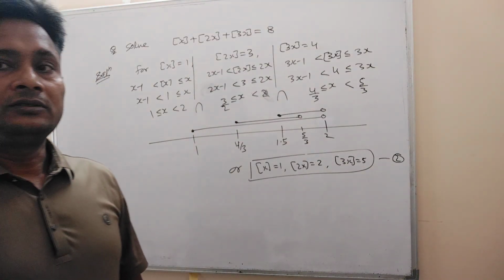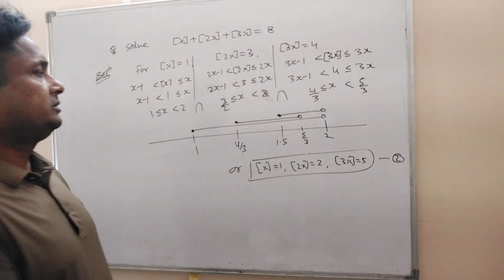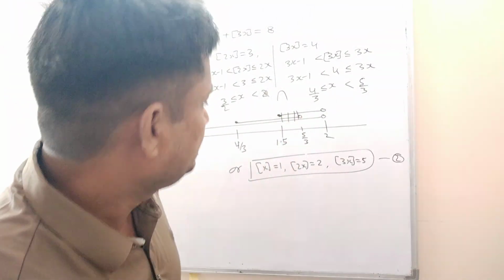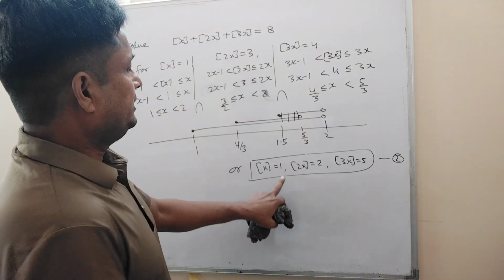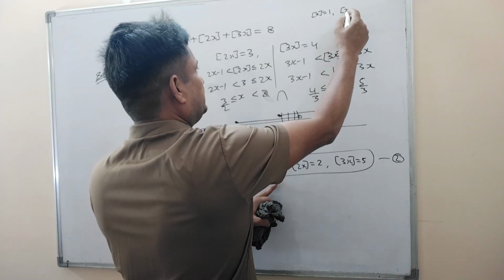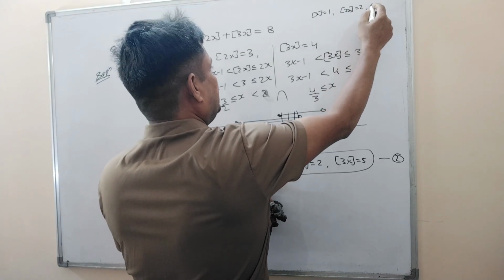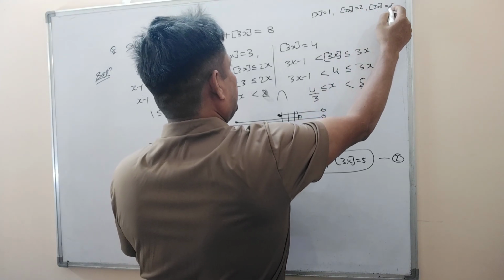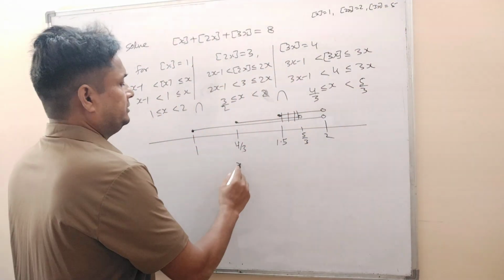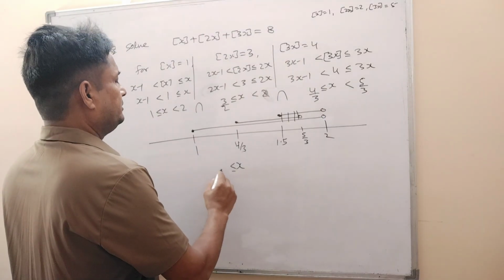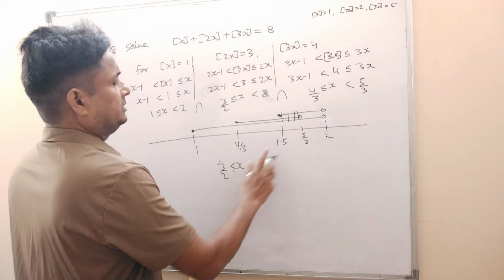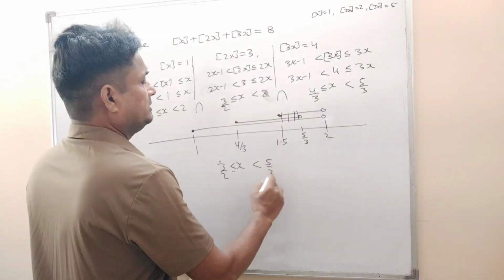Right? So if you take the intersection of all these three, this is the common point, so I am writing this value here. Next one, greatest integer of x is 1, greatest integer of 2x is equal to 2 and greatest integer of 3x is equal to 5. So if you take the intersection of this, then this will be greater than or equal to 1.5, that means 3 by 2, and less than 5 by 3.